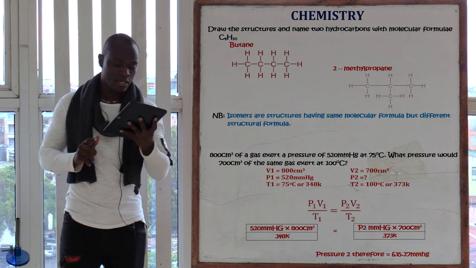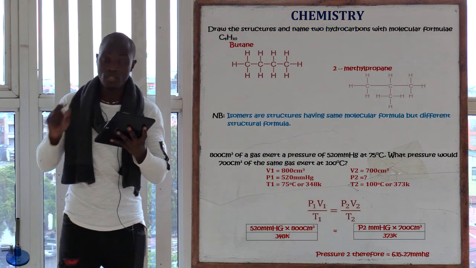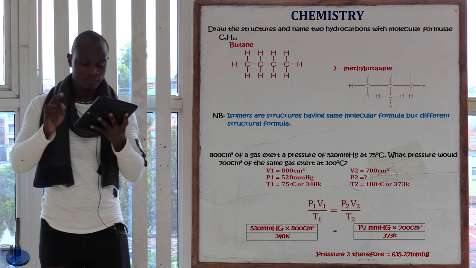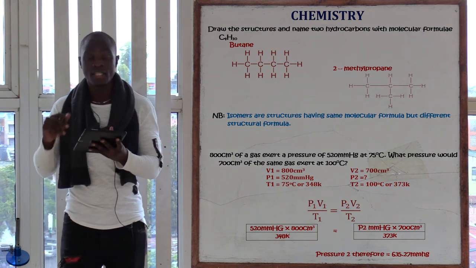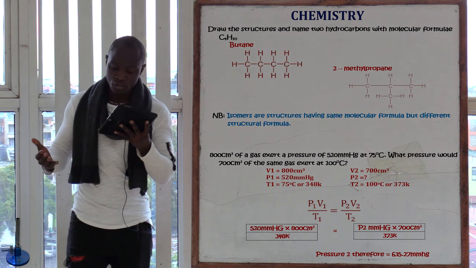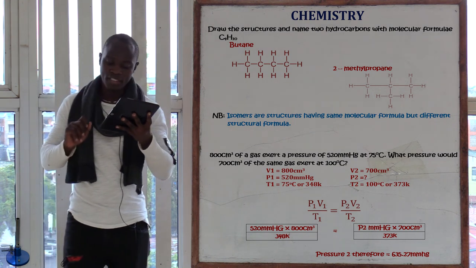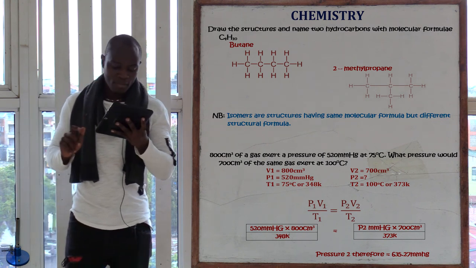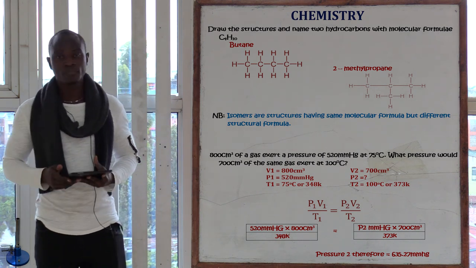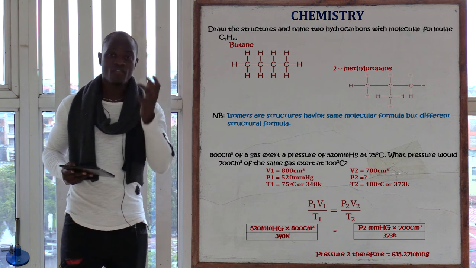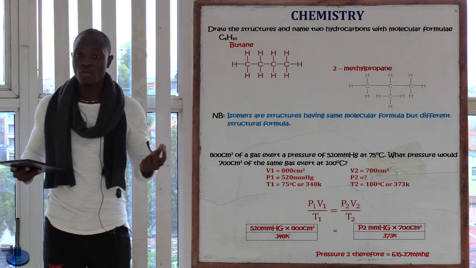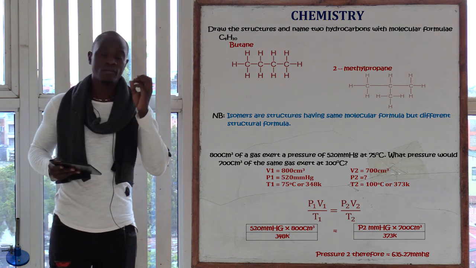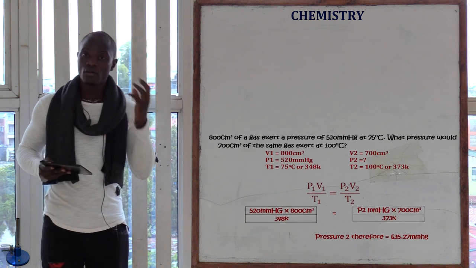In this case, the first information we have, the 800 centimeters cubed, is volume. Then 520 millimeters of mercury is pressure. Then 75 degrees Celsius is temperature. Then the next information: what pressure would 700 centimeters cubed, that is volume, of the same gas exert at 100 degrees Celsius, that is temperature. So in this case, you have been asked everything. We have volume, pressure, and temperature. So what formula are we going to use? Combined gas law, because the combined gas law calculates for volume, temperature, and also pressure.